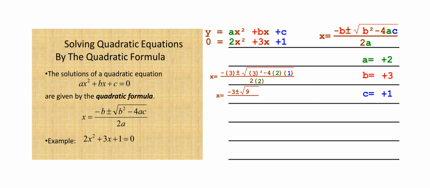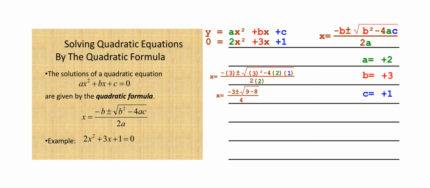And 4 times 2 is 8. 8 times 1 is still 8, but it has a negative. So it's a negative 8 then. On the bottom, 2 times 2 gives us 4. And now let's simplify one more step. So this is what I meant. You write it each step. Simplify one step and continue to the next one.